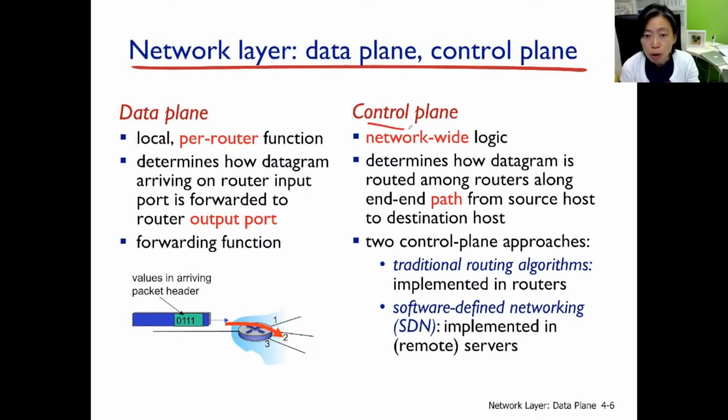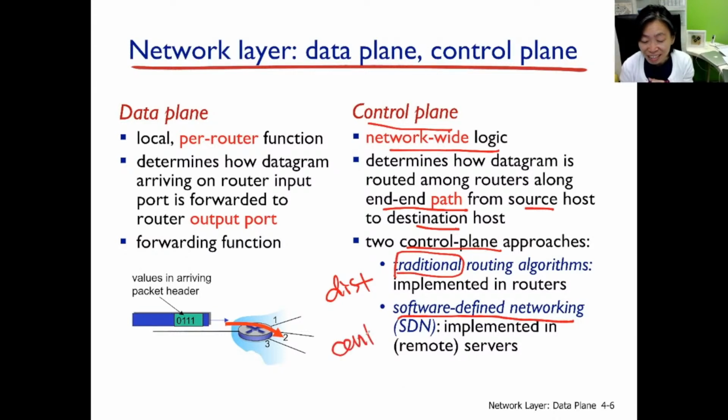Now, the control plane, on the other hand, is the part implementing the routing functionality, implementing the intelligence. It is to determine how the packets are able to travel end-to-end from the source to the destination. So these routing algorithms will be implemented in the control plane. Now there are two different approaches to implementing the control plane. One is the traditional approach. The other is called the SDN approach. The traditional one is the distributed approach, and the modern one, the SDN one, is actually more centralized. To your surprise, isn't it? We are actually moving from a distributed solution to a centralized solution.